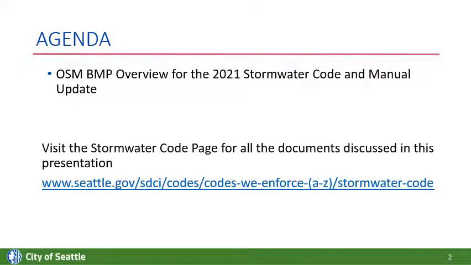So the agenda here is just to jump right in and go into the on-site stormwater management best management practices updates for the 2021 code. We'll go into each specific BMP and highlight the changes that have been made in the manual. For more detailed information, always visit our stormwater code page for all the documents discussed, including the updated manual, which is a helpful tool for looking at all of the requirements for the different BMPs.